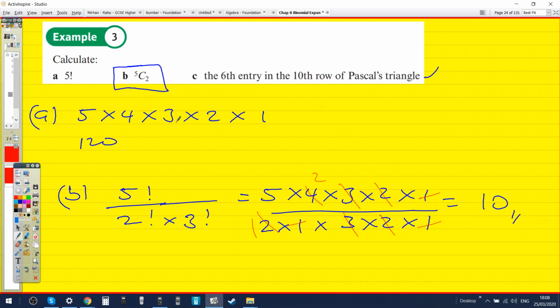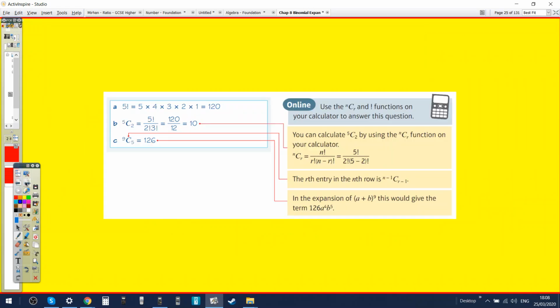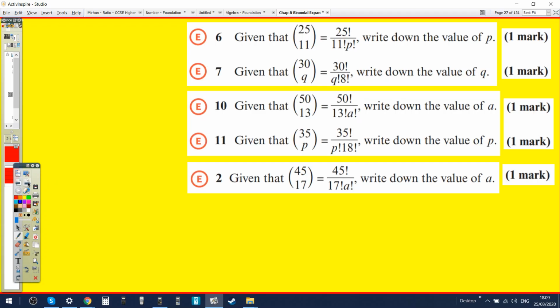Pascal's triangle, can't be bothered. Weird stuff. That's 9 choose 5. Sure. You're not going to use it though. Let us see. Okay, let's do these. These look good. Let's try these.